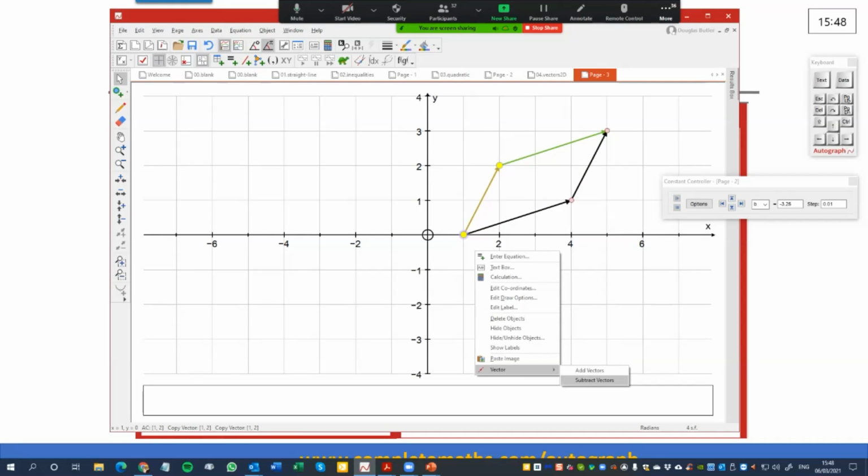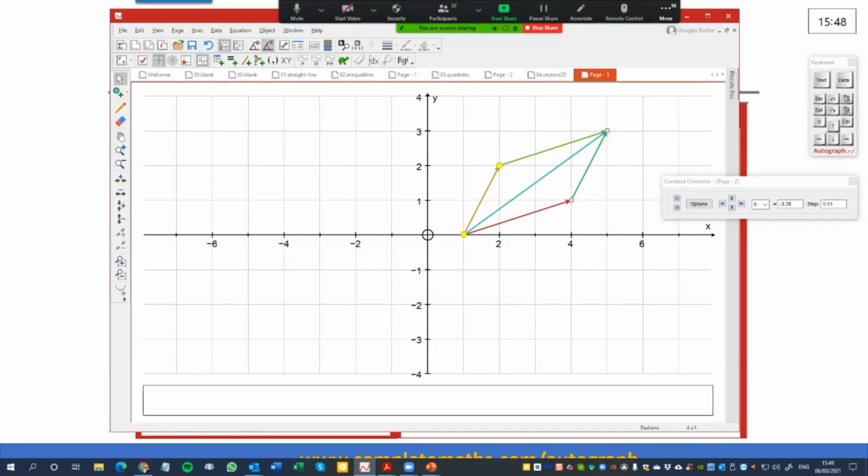Now we've got to subtract those as well, we haven't got there yet. Add vectors. What happens if I move this around? It's still the diagonal of the parallelogram, and it is a parallelogram, of course.